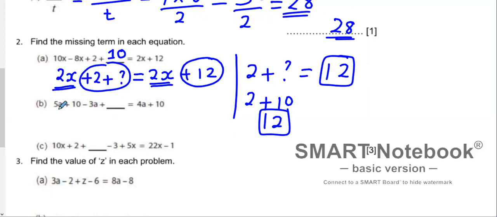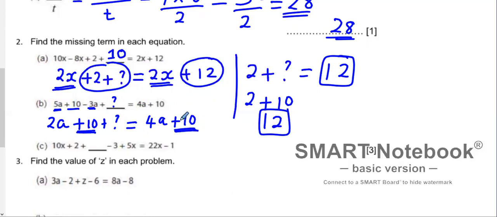All right, keep going. We have 5a plus 10 minus 3a plus which number here will be giving you 4a plus 10. Correct like terms, 5a minus 3a. This makes you 2a. Now plus 10 plus a certain number here should be giving you 4a plus 10. Now, if you can notice, plus 10 on the left-hand side is also plus 10 on the right-hand side. So this case is well balanced. What is missing is 2a plus which number equals 4a.